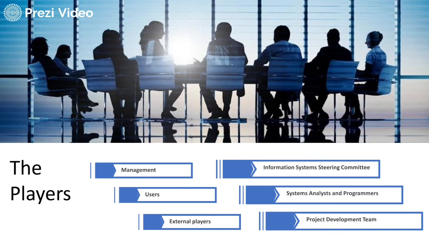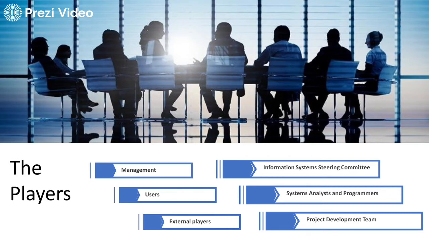And then the next players are system analysts and programmers. So these are the main people involved in the development team. System analysts will study the existing system, they design the new system, and the system analyst will also prepare the specification that will be used by the programmers. Then the computer programmers will write the programs using the specification that was developed by the system analyst.